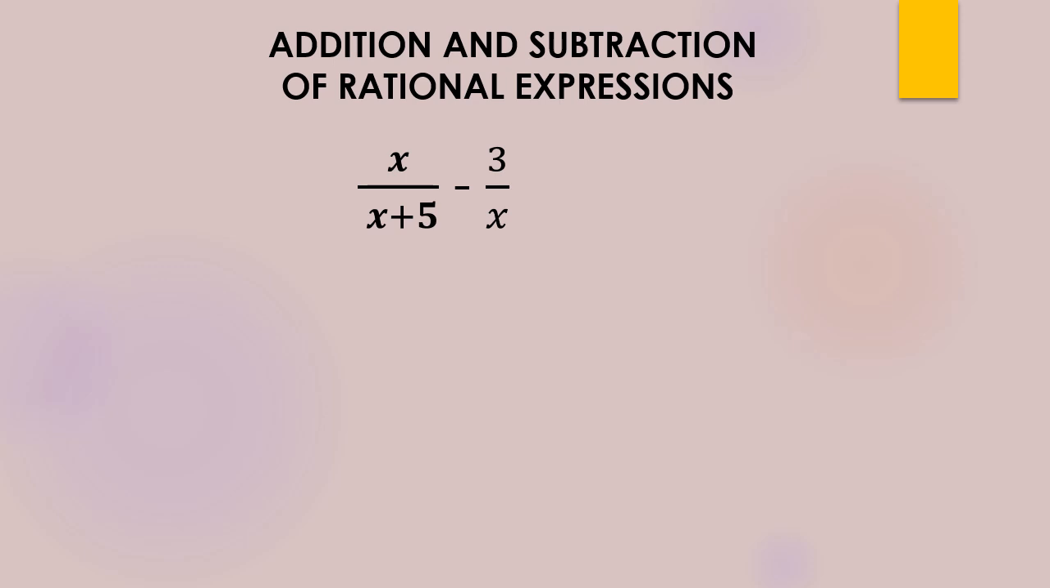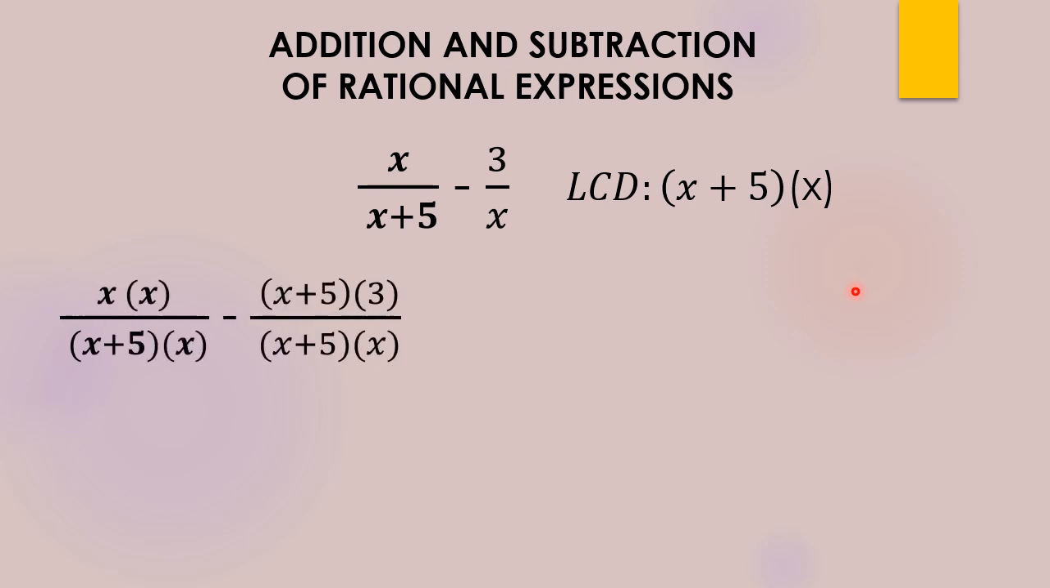I have here x over x plus 5 minus 3 over x. So again, we need to find the LCD. To find the LCD, we multiply both denominators, x plus 5 and x. So our LCD is x plus 5 times x. So this will become the common denominator.